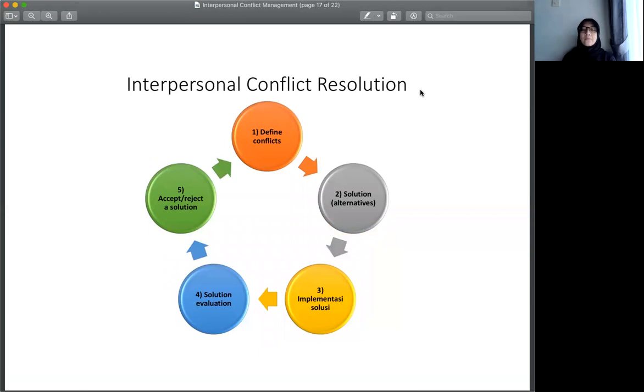To resolve the interpersonal conflict, first we need to define the conflict itself, why we disagree towards one another, and each of us come up with a solution or alternative solution. And the next step would be implementing the solution. As the solution was implemented, we could conduct an evaluation. Is it effective or is it not? Or is it no effect? And then we could value another solution by accepting or rejecting.